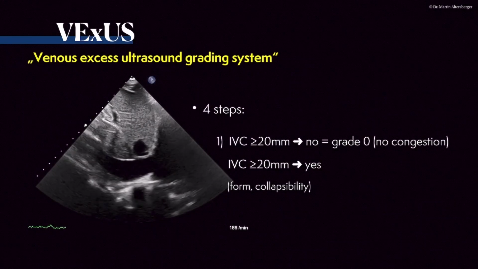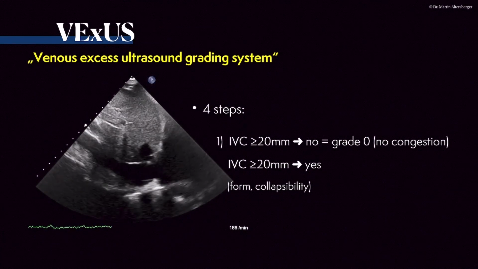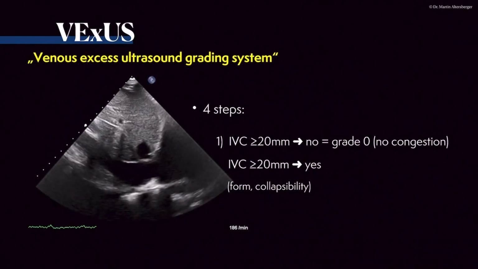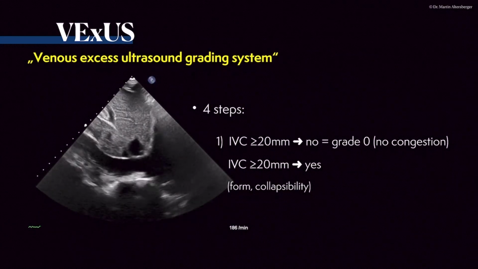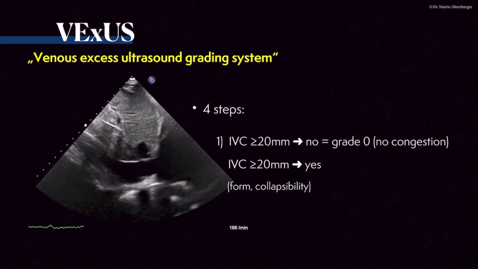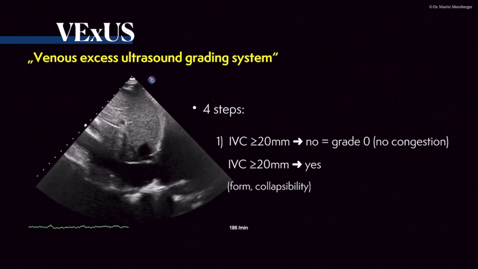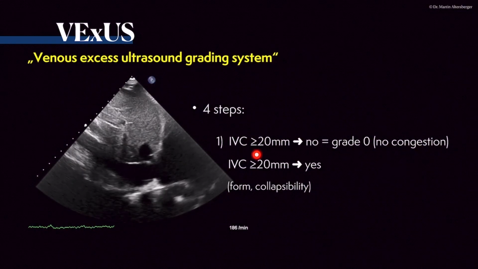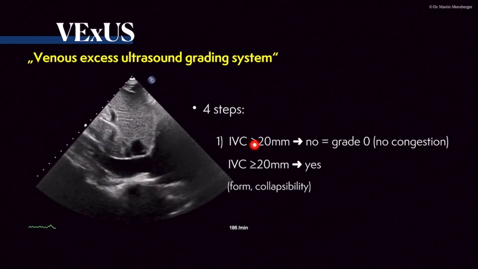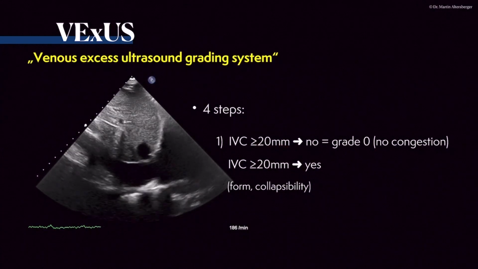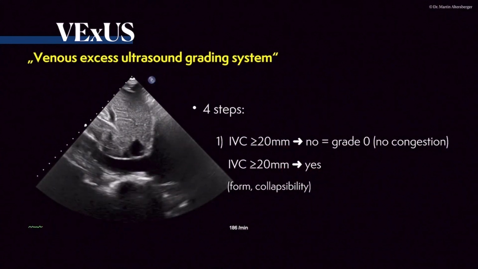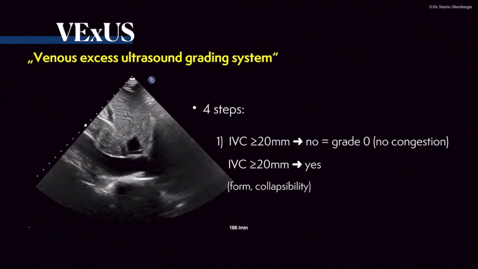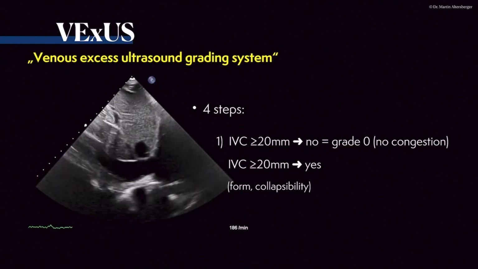The next topic we are discussing is the VExUS, the venous excess ultrasound grading system. As mentioned before, initially it was all about cardiac output, the arterial system, but you can also measure and quantify congestion in the venous system. So there are 4 steps needed. First of all, you take a look at the IVC. It is published that in the longitudinal plane, if the IVC is above or equal to 20 millimeters, you have to continue and look if there's congestion present. If it is below 20 millimeters, then there's a grade 0, there's no congestion present.